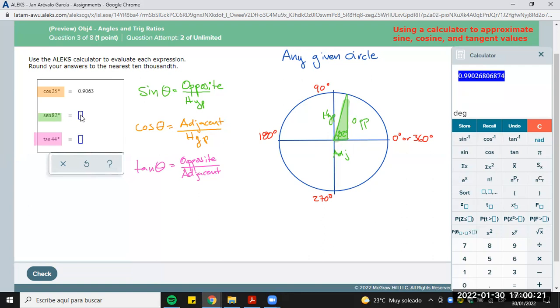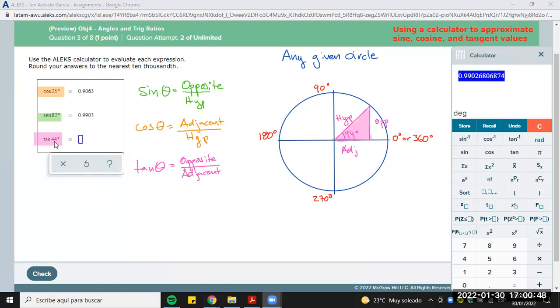It is smaller. One thing that you can be sure of, actually this is 0.9903 due to the roundup to the nearest 10,000. The hypotenuse will always be greater than the sides because the hypotenuse is the whole radius. All right, let's look at the last one.